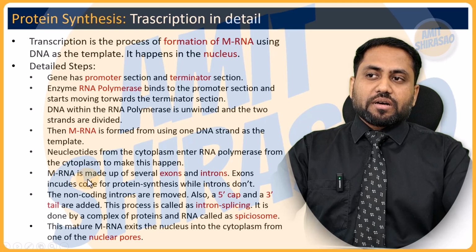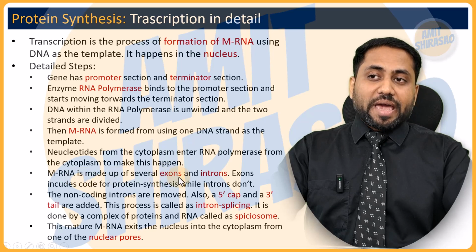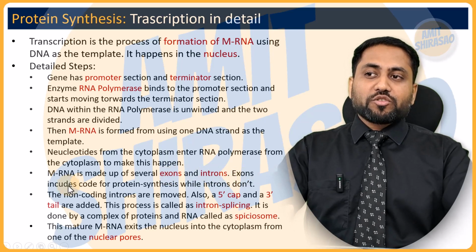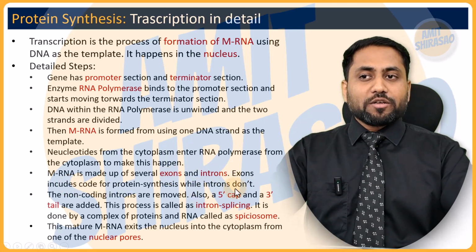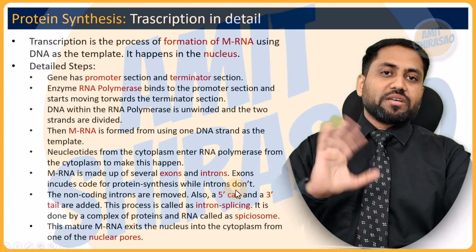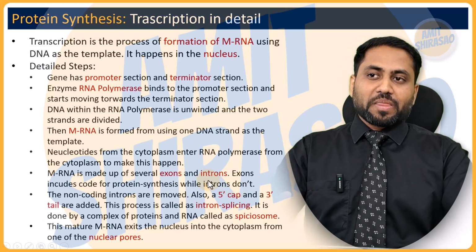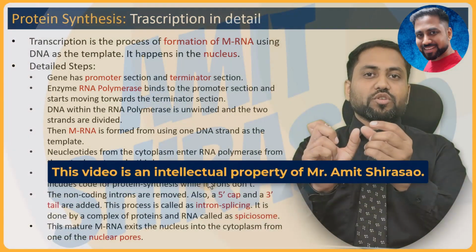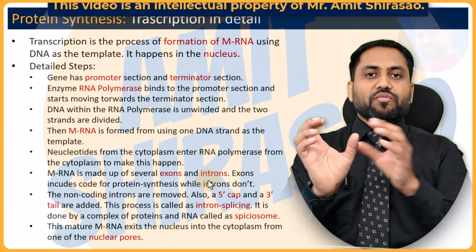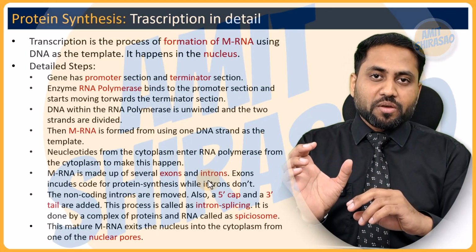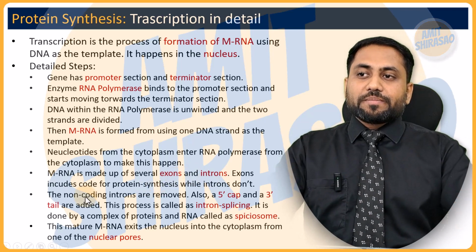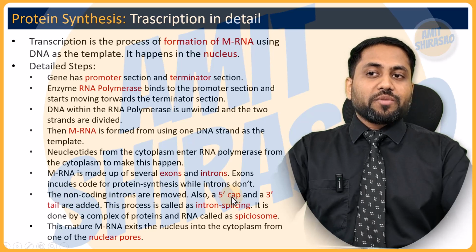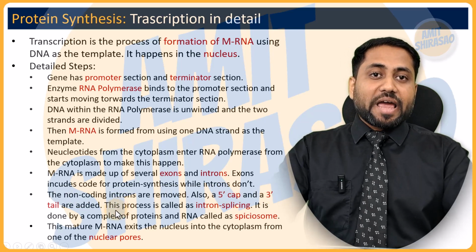mRNA is made up of several exons and introns. What is an exon? An exon includes the code for protein synthesis, and introns don't include information about protein synthesis. You saw in that video also, right, that mRNA has to be cut and only those parts are joined which have some protein synthesis information. Okay, in this process the non-coding introns are removed. Also a 5 prime cap and a 3 prime tail are added.